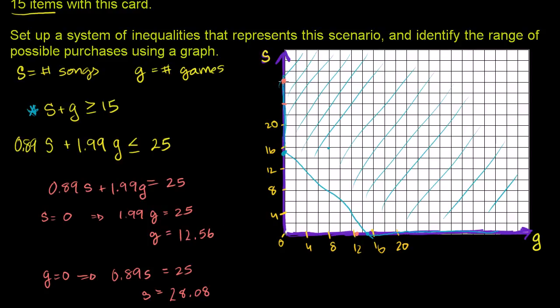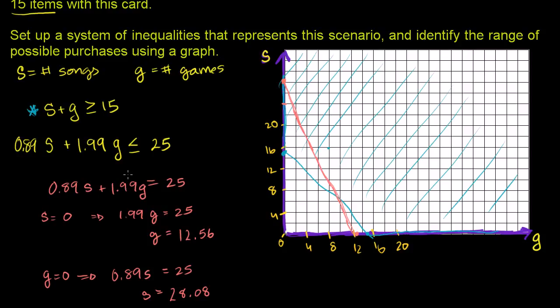So let me see if I can draw that. I'll make one more attempt. Maybe if I start from the bottom, it'll be easier. That was a better attempt. Let me bold that in a little bit so you can make sure you can see it. So that line represents this right over here.